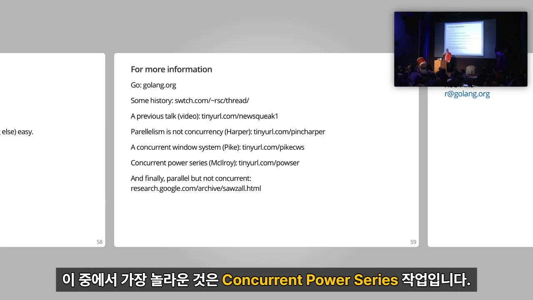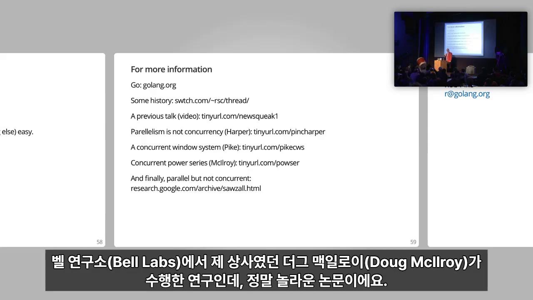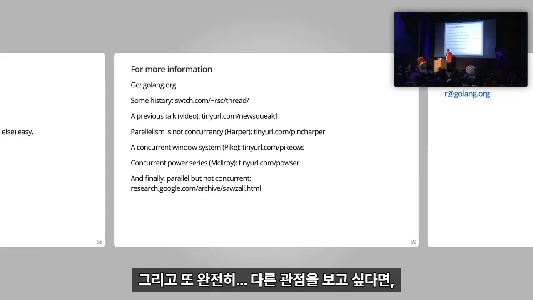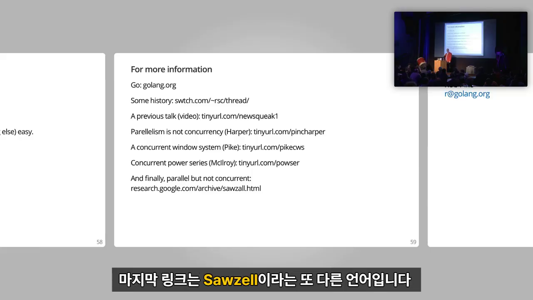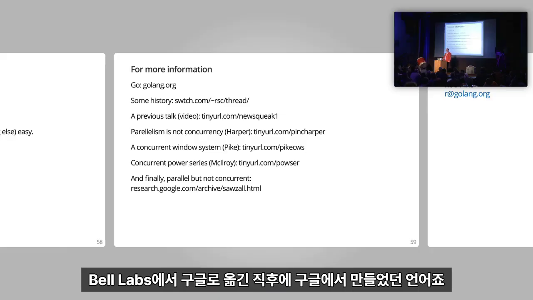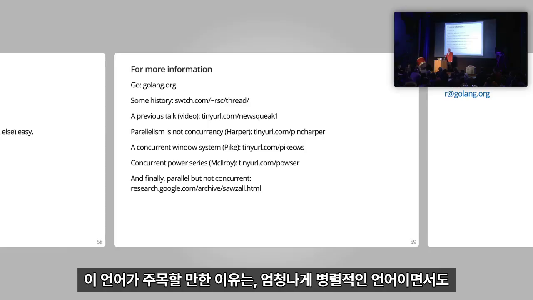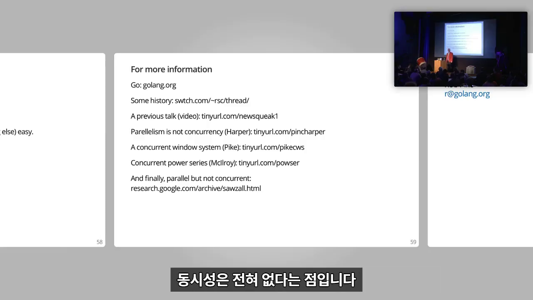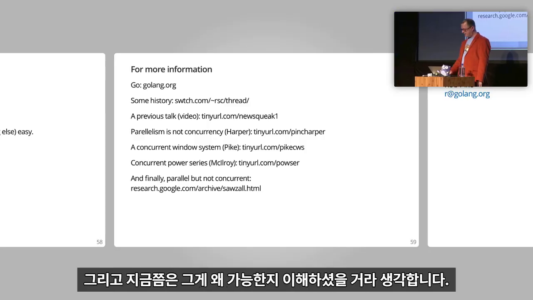The most surprising thing on this is the concurrent power series work that Doug McIlroy, my old boss at Bell Labs, did, which is an amazing, amazing paper. But also, if you want a completely different spin on it, the last link on the slide is to another language called Sawzall, which I did at Google shortly after coming there from Bell Labs. And it's remarkable because it is an incredibly parallel language, but it has absolutely no concurrency. And by now, I think you might understand that that's possible.